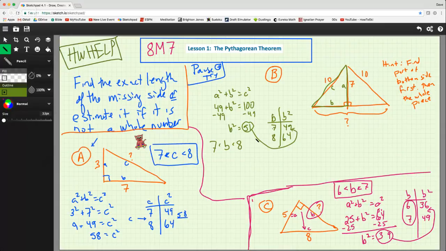Now let's look up here. Let's just stop there for a second, and let's look up here again. Let's look at this triangle over here. Well, this triangle is the same size as this triangle. How do I know that? Because I have a 10 over here and a 10 over here. And so if this was A and this was B, I would have 7 squared plus B squared equals 10 squared. And that's the same problem. So I know that this is the same length.